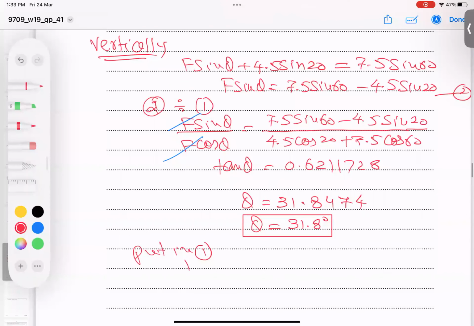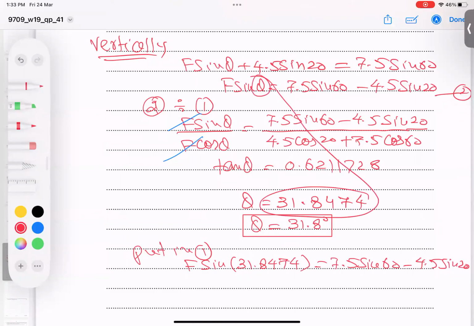So when I plug in there, f times sine in the bracket 31.8474 equals 7.5 sine 60 minus 4.5 sine 20. So I plug this value in place of theta. You can see that, and now this whole value will be divided, and I will get my answer. I'm saving my time, so I write directly. So what does the answer turn out to be?